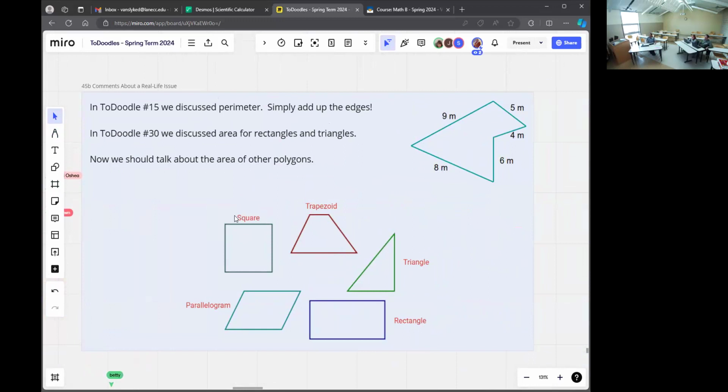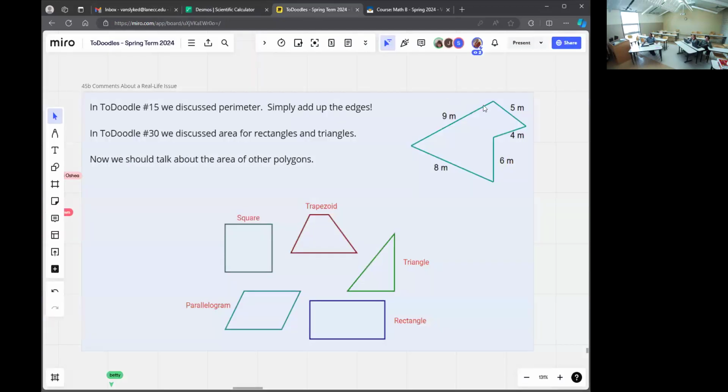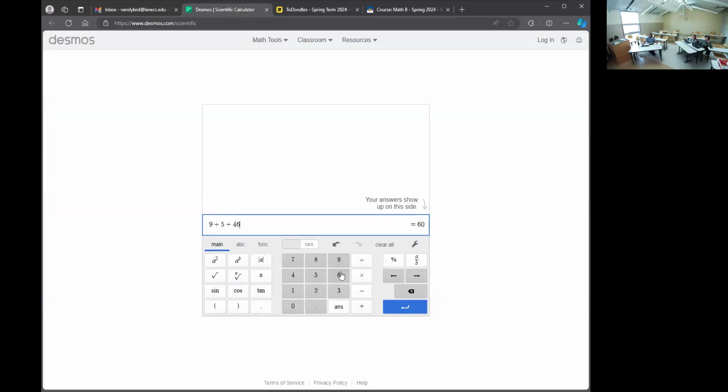If you remember, my advice was that people sometimes miss this on the test. And you might say, how could anyone get this wrong? All I have to do is go on my calculator and say 9 plus 5 plus 4, what else is here? 9, 5, 4, 6, and 8. Okay, so ta-da, that's 32.